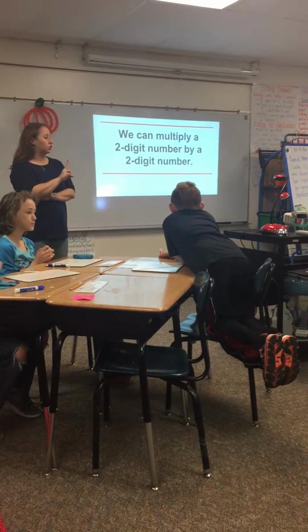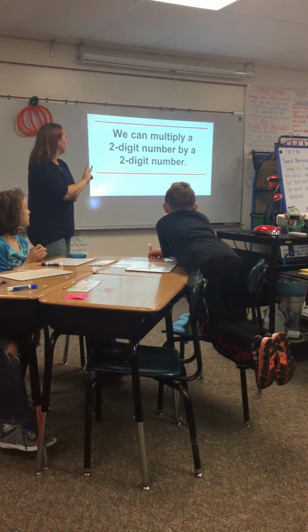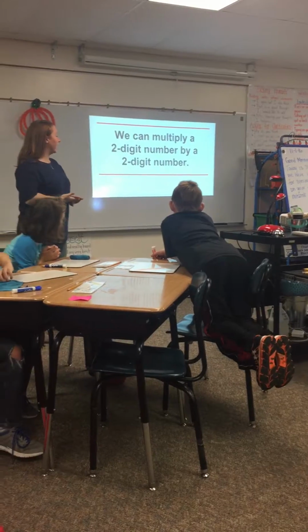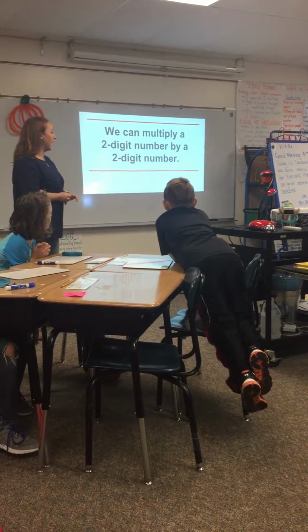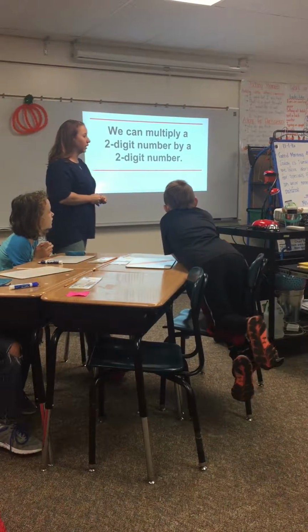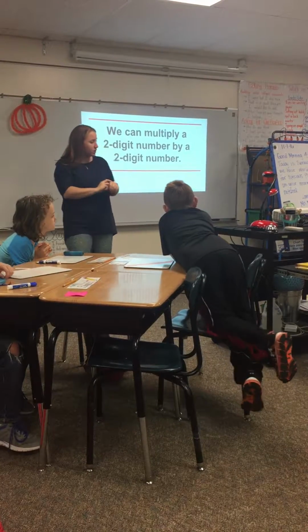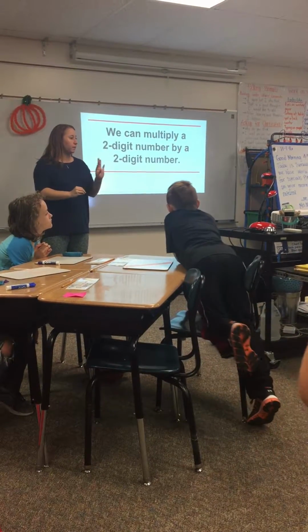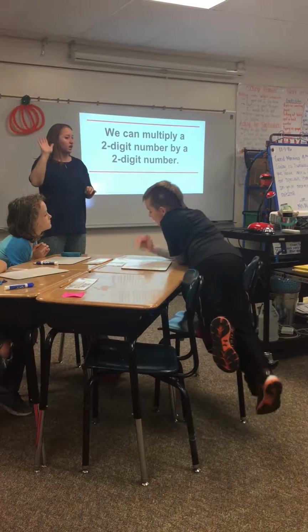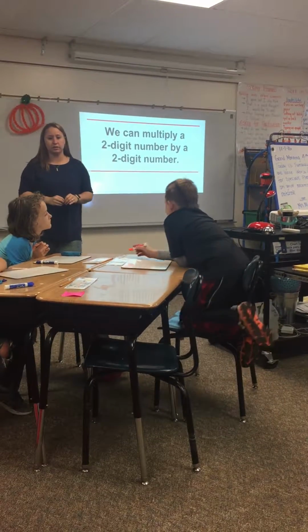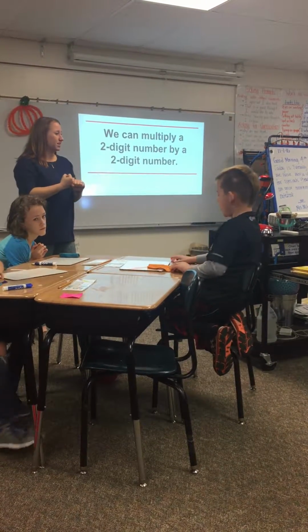1, 2, 3. We can multiply a 2-digit number by a 2-digit number. So who can remember what we have been using when multiplying? We've learned a couple different strategies. Give me one strategy, Liberty. The bow tie method or the standard algorithm.